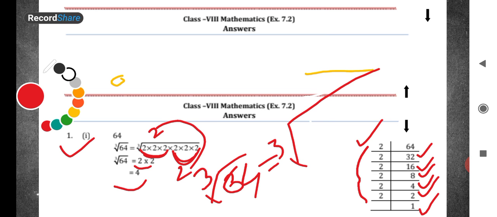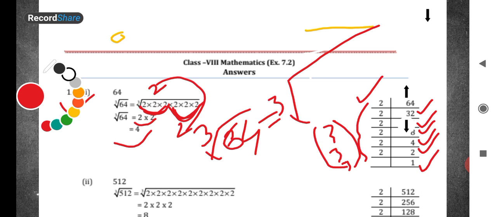Understood? So for each group of three you will write only one. For one group you will write only one 2, and for another group you will write one more 2. Similarly, if you get 3 into 3 into 3, then for this triplet we will write only one 3. So in this way we will solve.